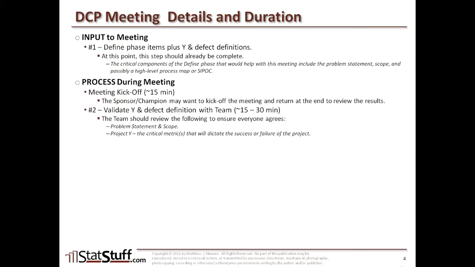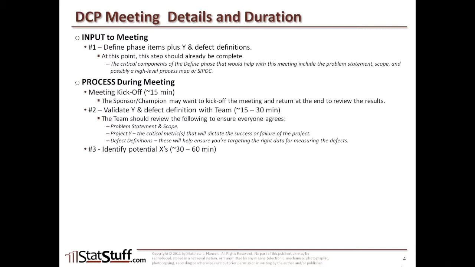They should review the problem statement and scope. They should review the project why, that is the critical metrics that are going to be used to dictate the success or failure of the project. And they should also review the defect definitions. These are going to help ensure that they're targeting the right data for how they're going to be measuring these defects.